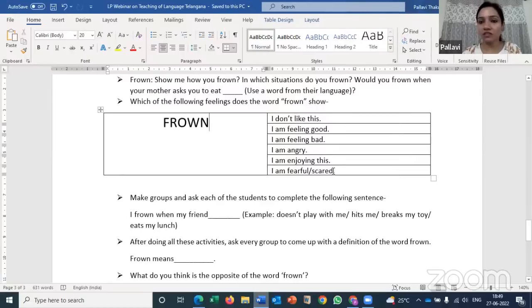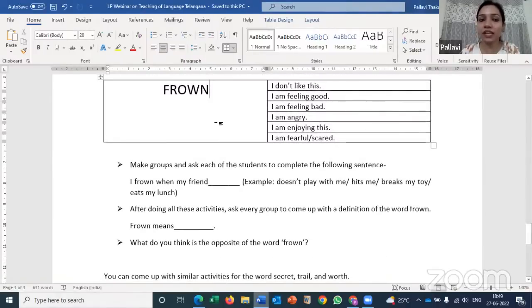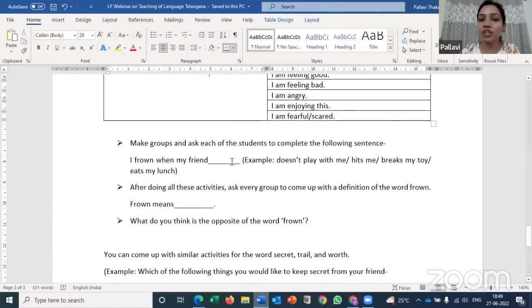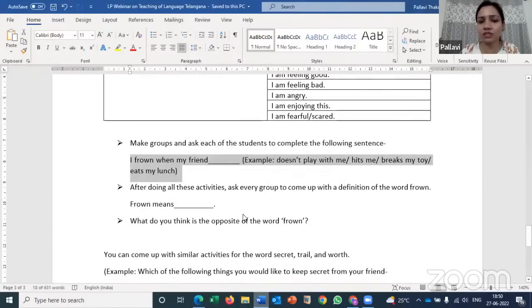Now, when you do an activity like this, you're essentially equipping students, giving them exposure to different nuances of this particular word. And then once you have done this, you can also ask them to complete sentences like these. Such sentences are also given in textbooks as well. I frown when my friend dash, and let the students complete it. So you divide them into groups and ask everyone to complete this sentence. I frown when my friend, give an example yourself. I frown when my friend hits me.